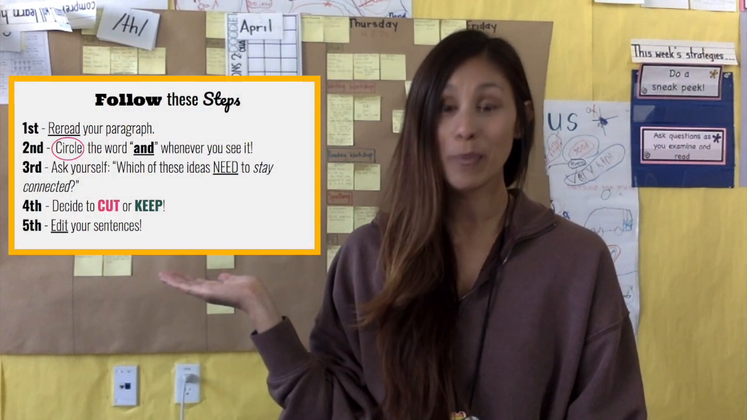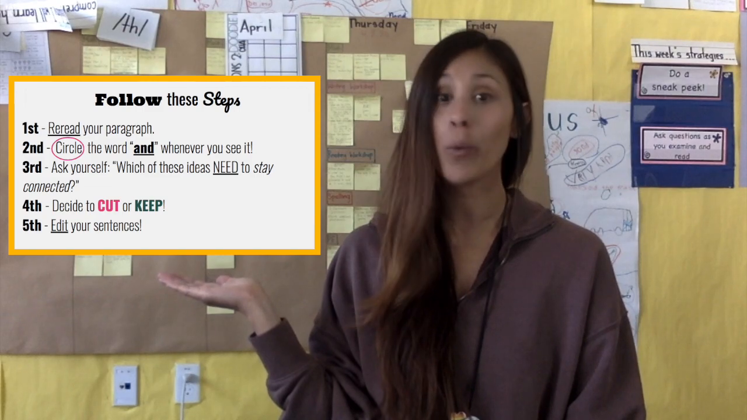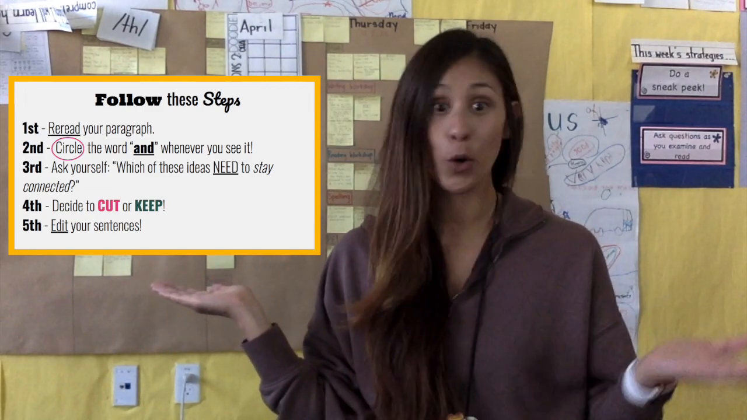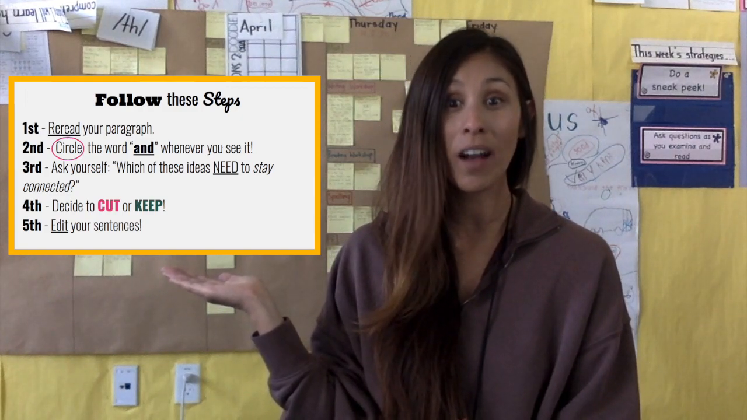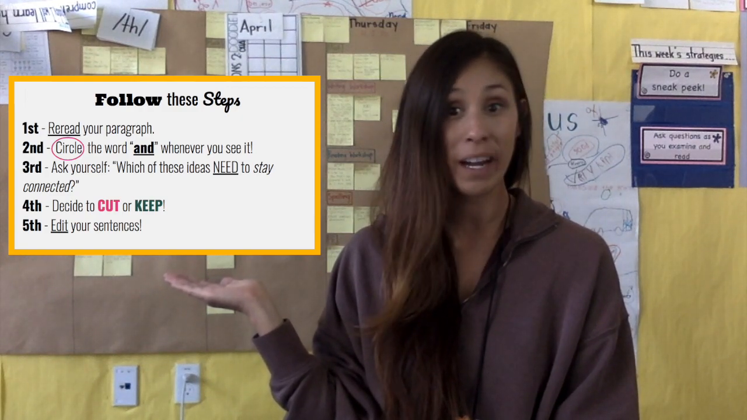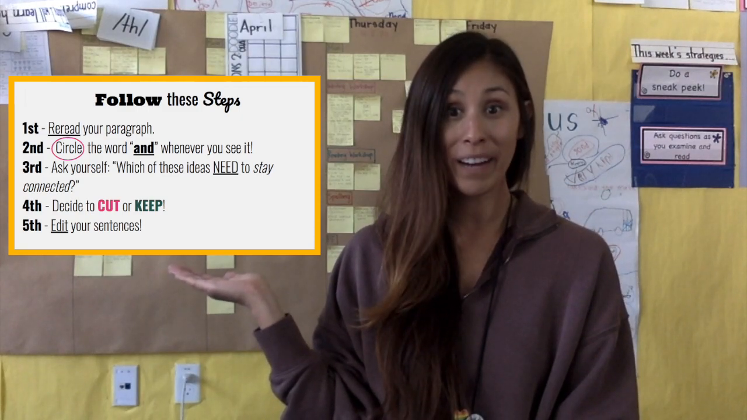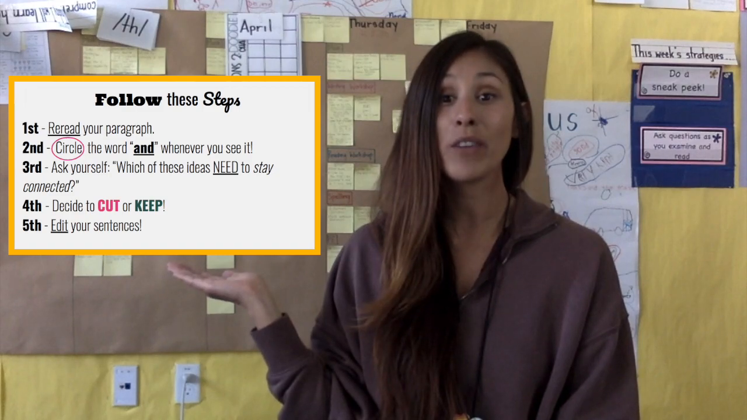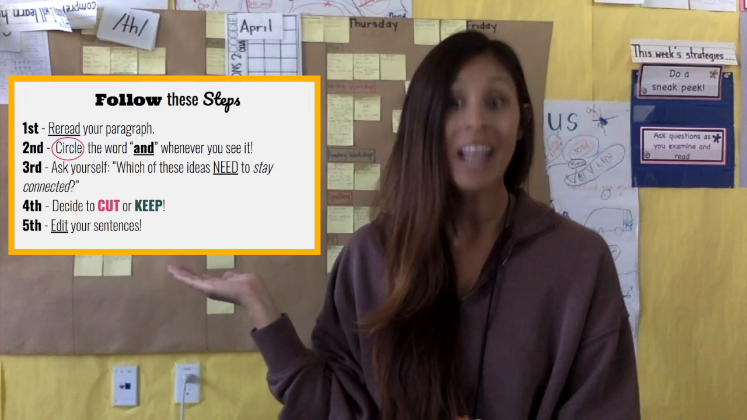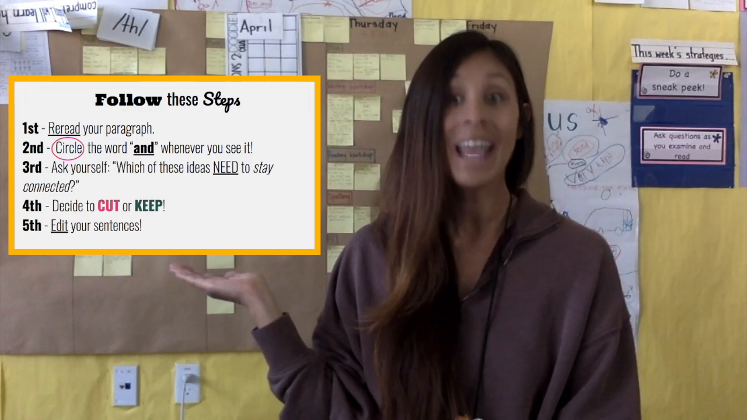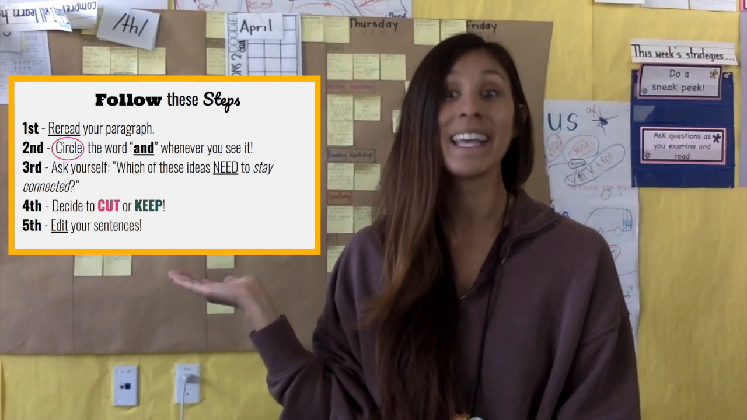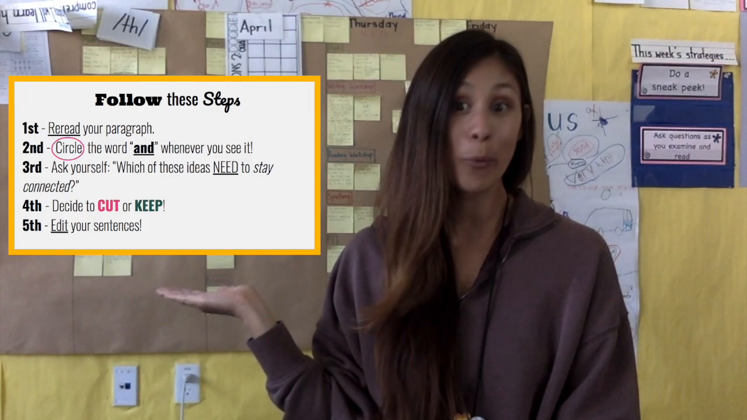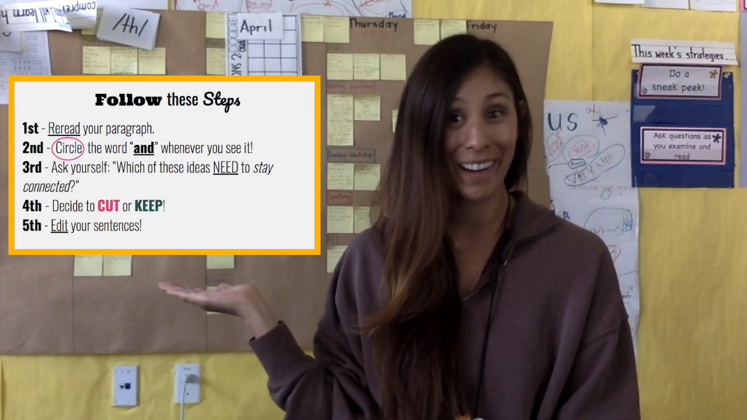So go back to the writing that you have and reread 1 paragraph at a time. If you only have 1 paragraph, great. Go ahead and work on revising and editing that one paragraph. If you have 3 paragraphs, do the same thing for all 3 of your paragraphs. If you have your entire review done, then definitely go ahead and use this strategy to revise and edit your entire review. So remember, step 1 is to reread your paragraph.